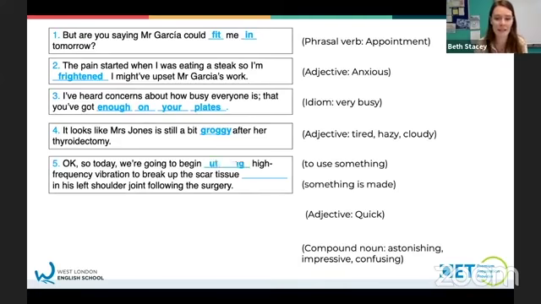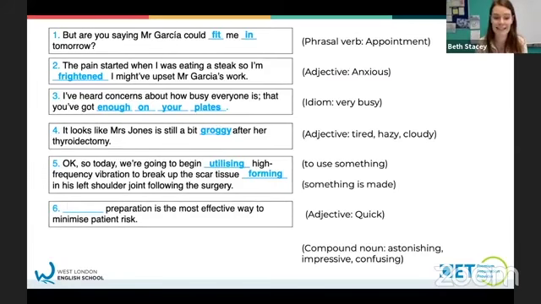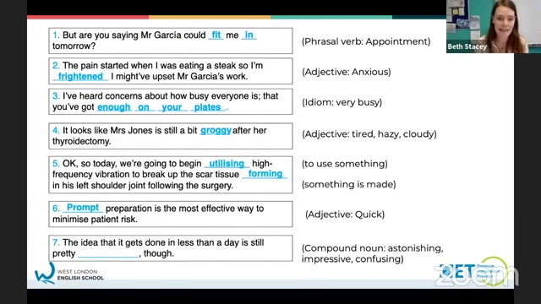Okay, so today we're going to begin utilizing high frequency vibration to break up the scar tissue forming in his left shoulder. So forming is being made. Utilizing is one of those formal verbs for use. Number 6, prompt preparation means quick preparation. If we say the adverb as well as promptly, so can you do something promptly means can you do something quickly. And finally, number 7, the idea that it gets done in less than a day is still pretty mind-boggling though. So remember, mind-boggling is like amazing, surprising, impressive.